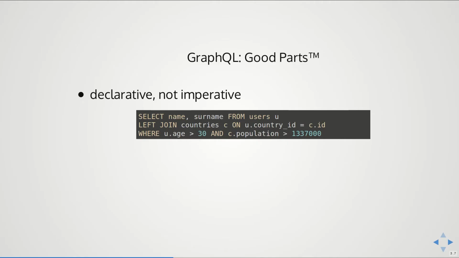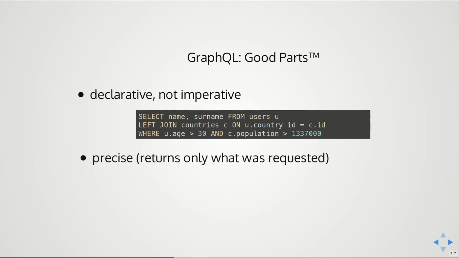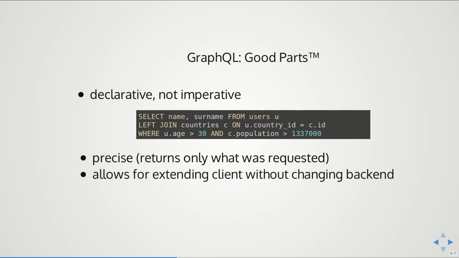The same thing is with GraphQL. The client just sends a request to the server, to the gateway, telling it, give me this data. I don't really care how you get it, in whatever way you want. Just give it to me. Another thing is that it's very precise. I mean, it returns only what was explicitly requested. And this allows for extending the client without changing the backend.